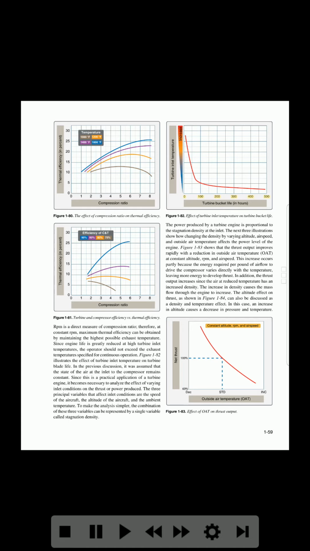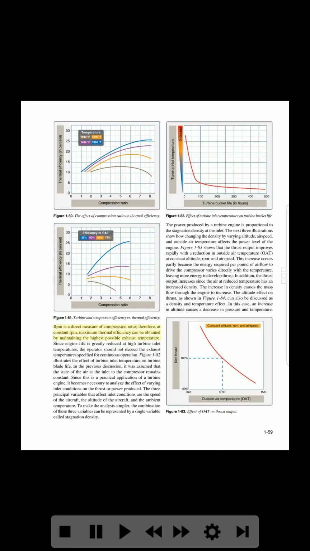Turbine bucket life, in hours. Figure 1-82. Effect of turbine inlet temperature on turbine bucket life. Thermal efficiency, in percent. Efficiency of compressor and turbine: 90%, 85%, 80%, 75%. Compression ratio. Figure 1-81. Turbine and compressor efficiency versus thermal efficiency.